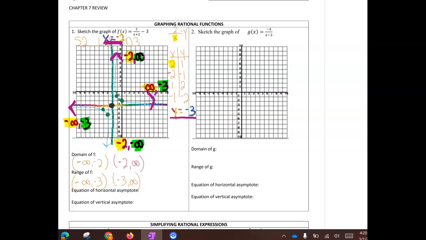My equation of my horizontal asymptote, so horizontal goes this way, that's my y flies by line. And vertical goes up and down, so that's my x is depressed line.